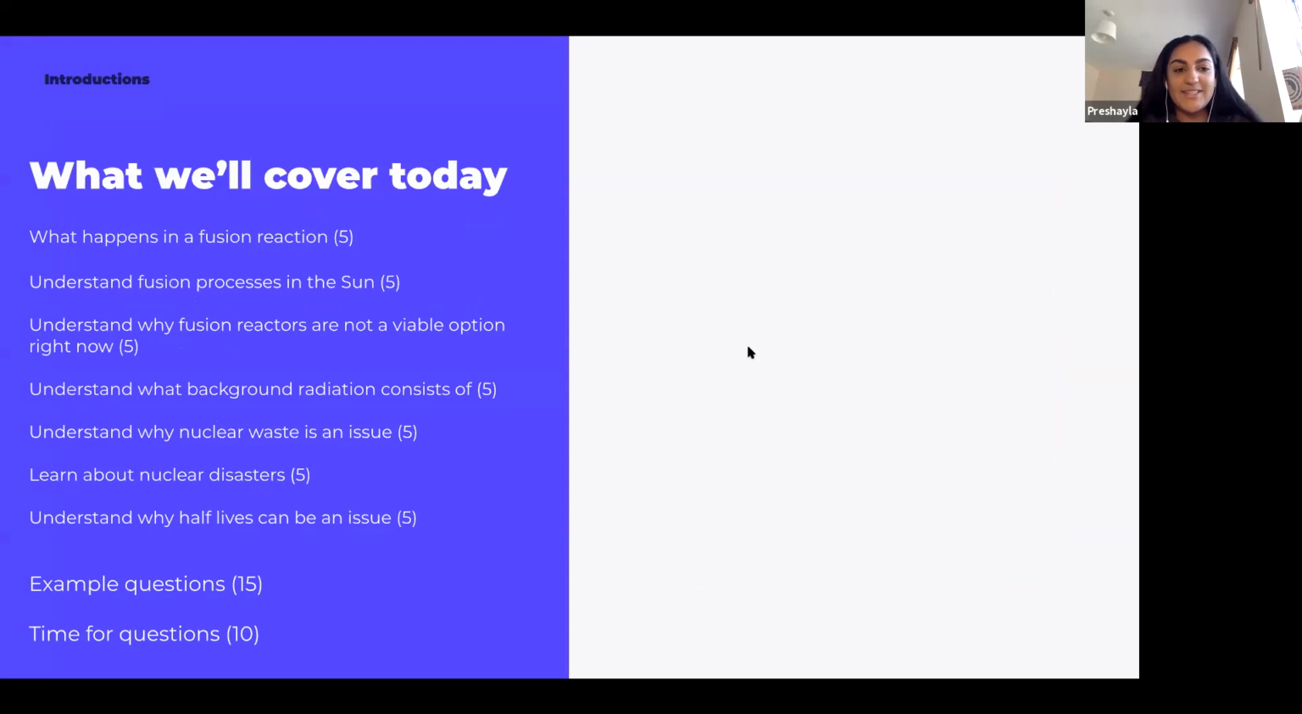So what we're going to cover today is what happens in a fusion reaction, understand fusion processes that happen in the sun, understand why fusion reactors are not really a viable option, understand what background radiation consists of, which we briefly touched on yesterday, understand why nuclear waste is an issue, nuclear disasters, and why half-lives can be an issue. So split into two sections today for our content: nuclear fusion and nuclear issues.